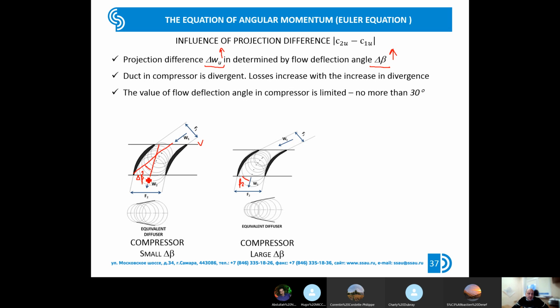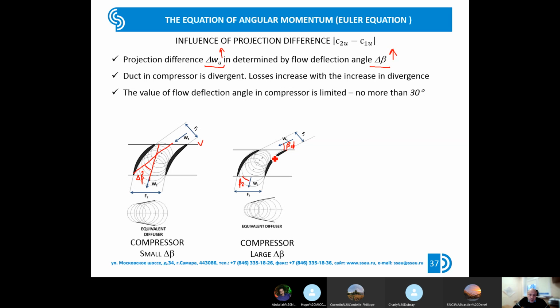And if you increase it, you will increase the flow turning angle, and finally it could lead to an increase in specific work. But let's check, is it a good idea? So let's fix the value of beta 2, and let's increase delta beta by reducing the value of beta 1.